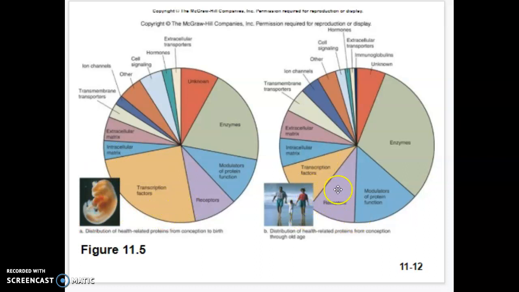Once you're air breathing and you're living on your own, your mom's not feeding you in the womb, you don't need as many transcription factors. That one drops. However, we look at enzymes. Enzymes go way up once you're on your own. Why? Well, mom isn't digesting any food for you now, so you've got to make all of those enzymes so you can digest your food. The embryo doesn't need all that stuff.